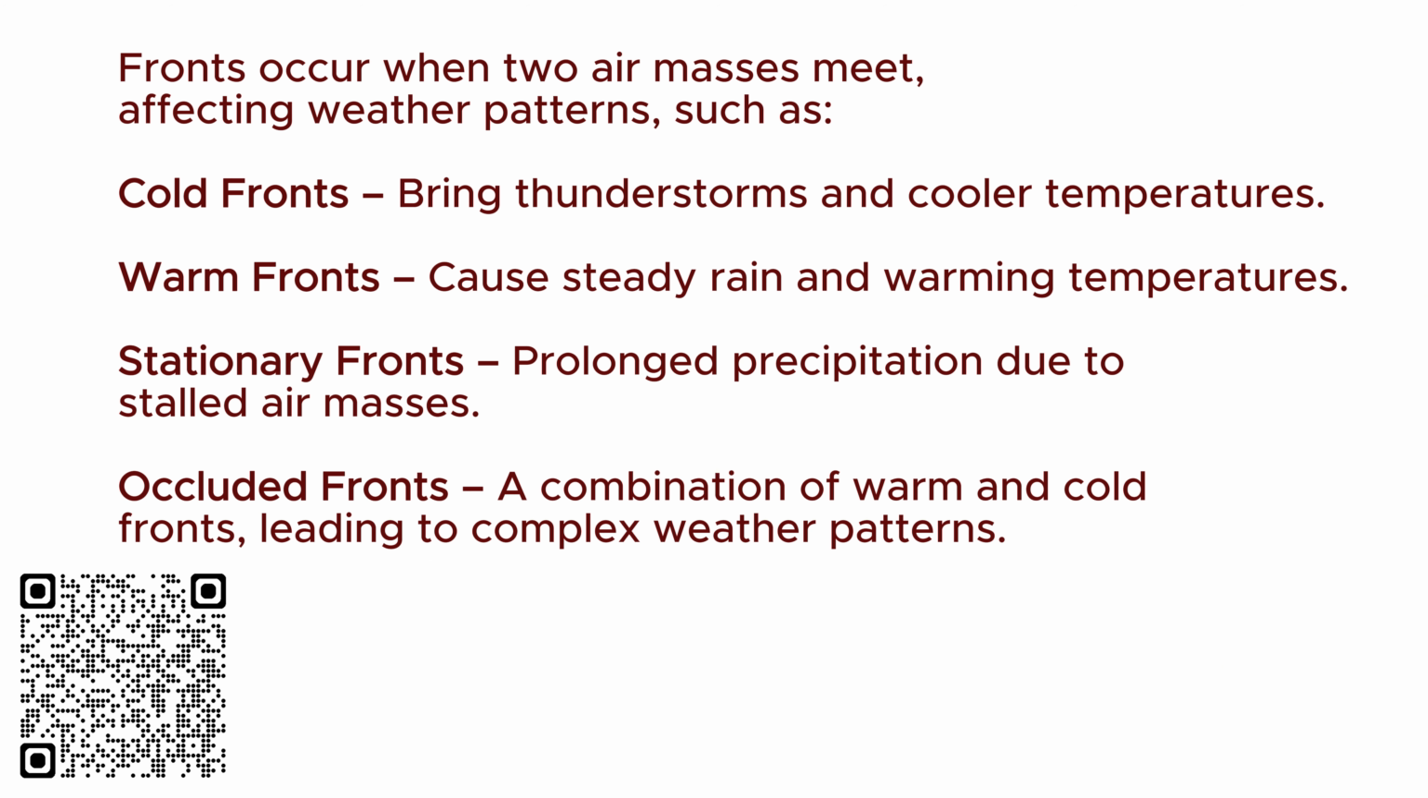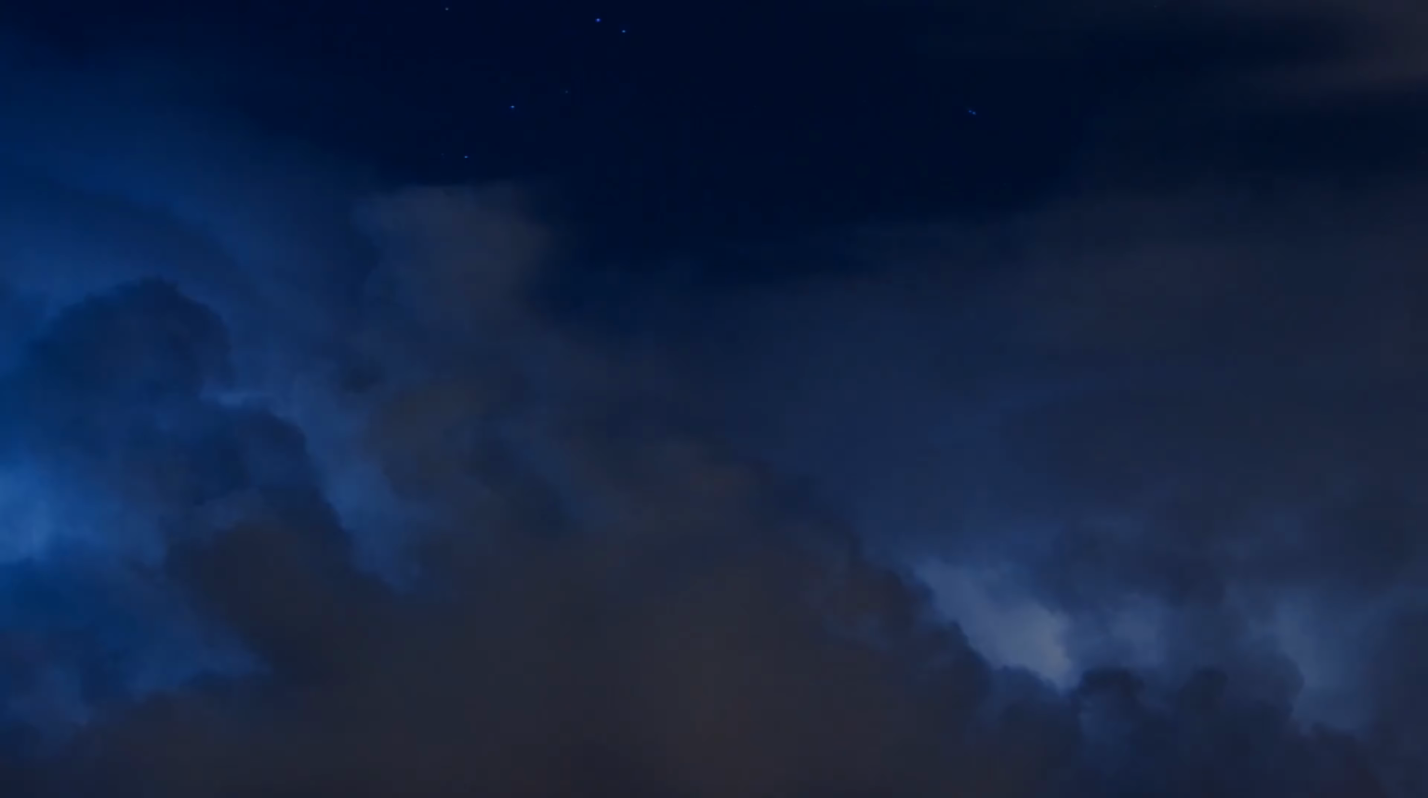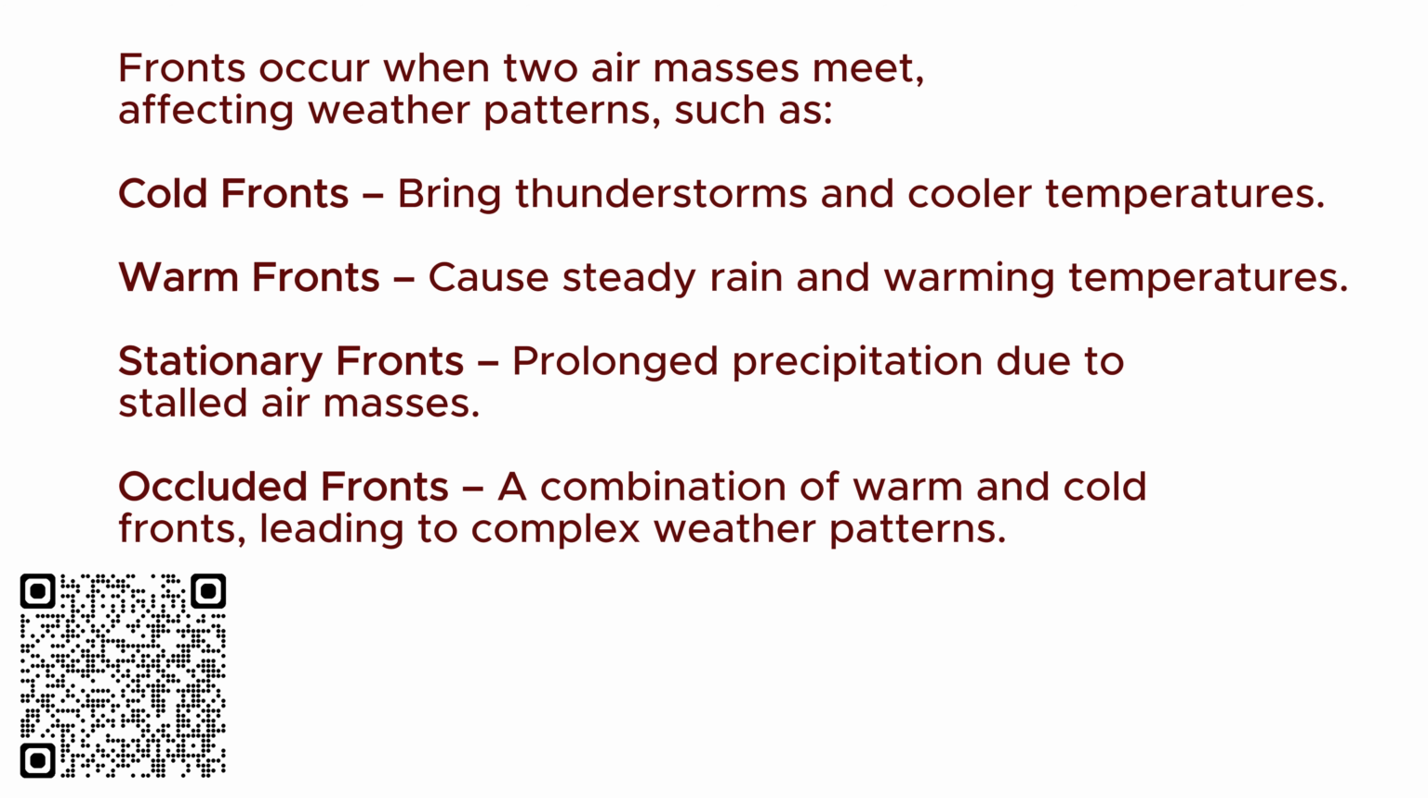Okay, let's start with cold fronts. What happens there? Well, a cold front forms when a cold air mass advances and pushes underneath a warm air mass. The cold air is denser, so it forces the warm air upwards. And what does that cause? This rapid lifting of warm air can lead to the formation of thunderstorms, heavy rain, and sometimes even hail. After a cold front passes, the temperature usually drops and the air becomes drier. So those sudden downpours we get sometimes, those could be caused by a cold front.